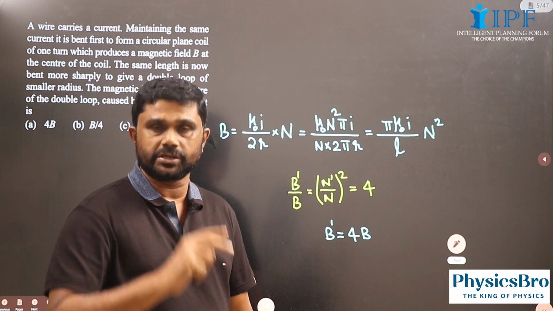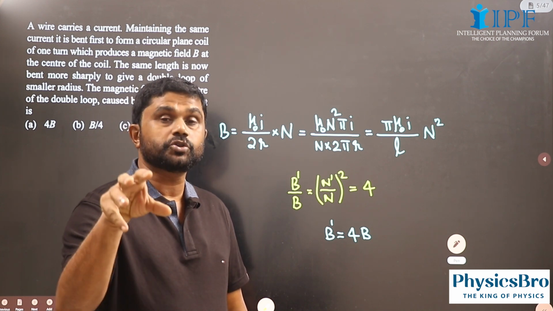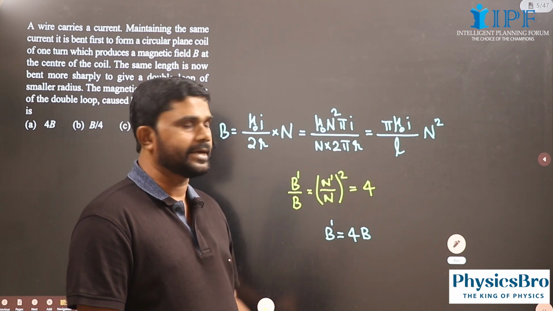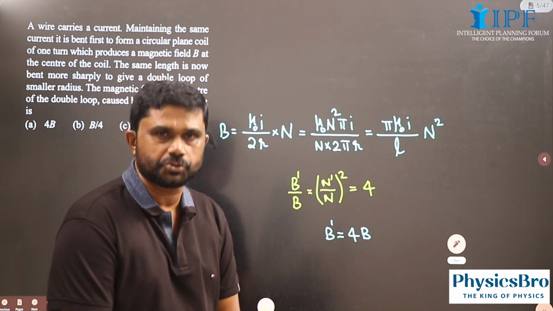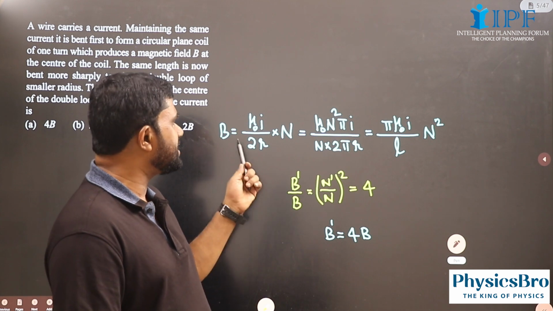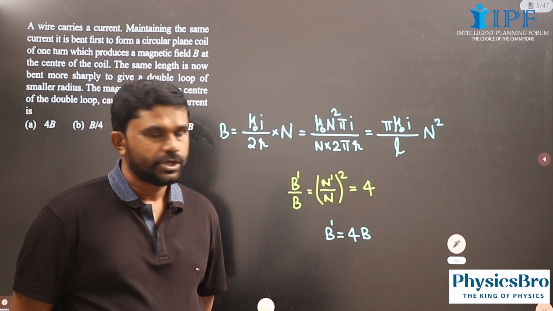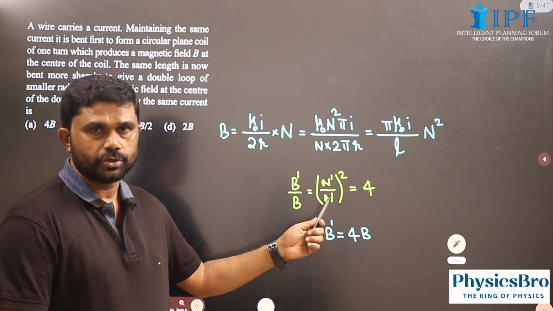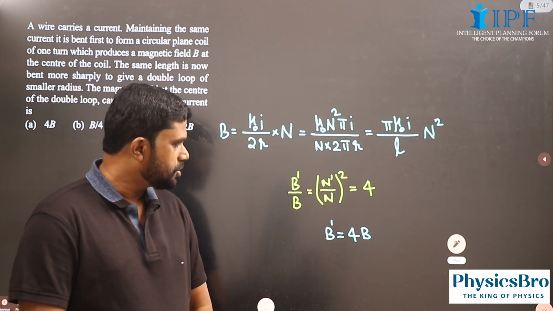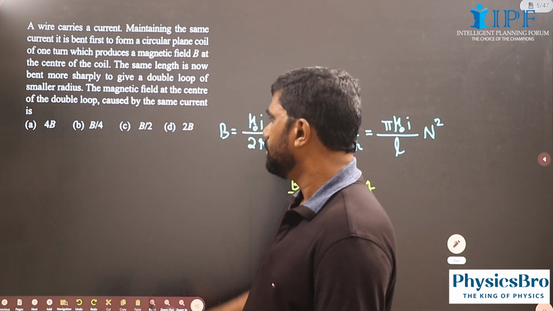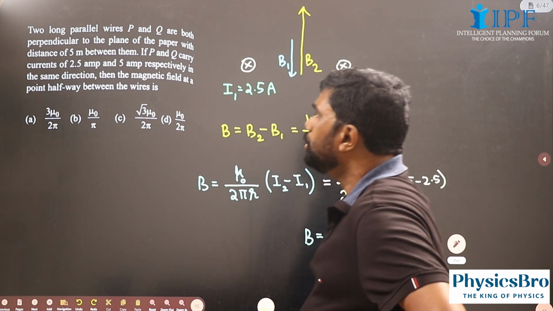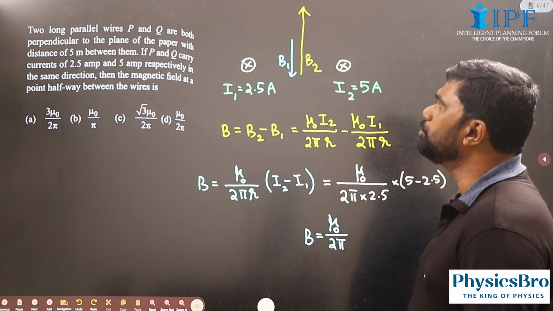Here we have got two coils. The total length of the wire in both the coils is the same. So l is same, mu 0 is same, pi is same. Both carry the same current, I is also same. So magnetic field at the center is proportional to N square. So B dash by B equals N dash by N whole square. N is 1, N dash is 2. So 2 by 1, 2 square is 4. So B dash will be 4B, right? 4B. This one.